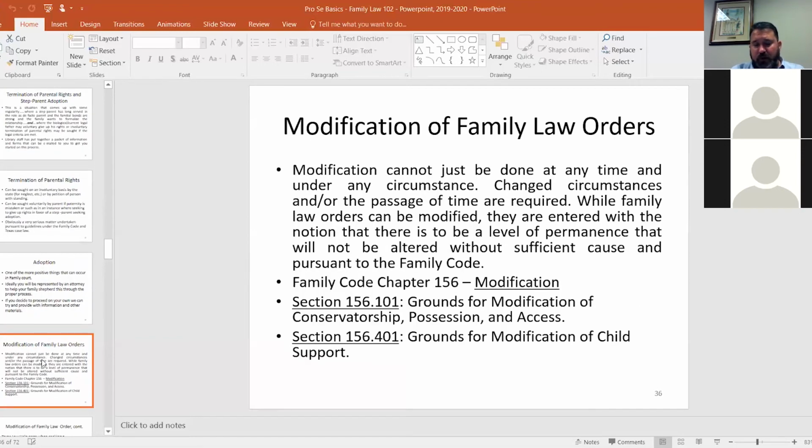Modification. Family law orders, say there's a divorce decree with children, and something changes, or one of the parties wants to change it. They can seek to do so.